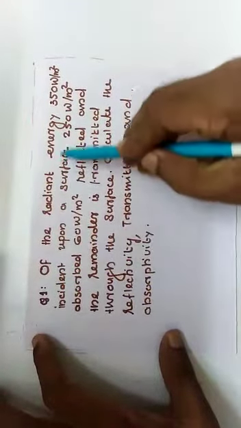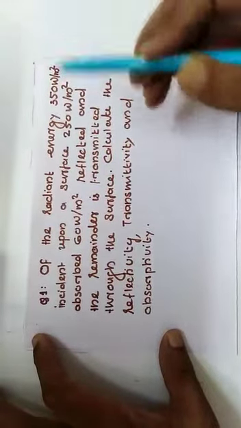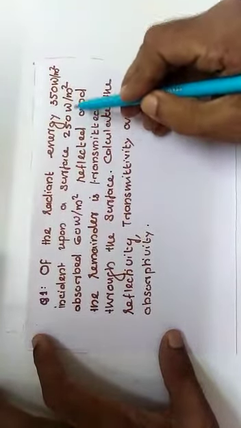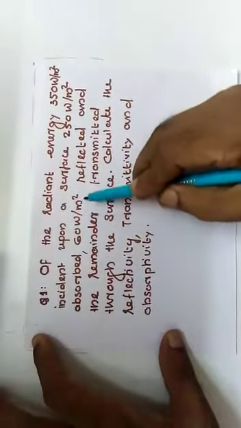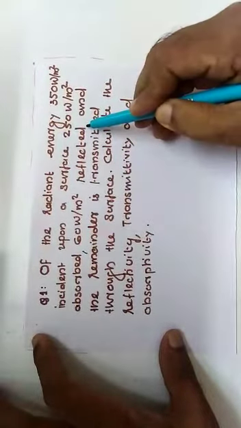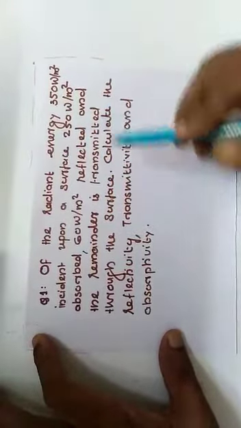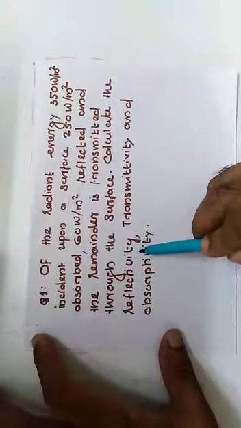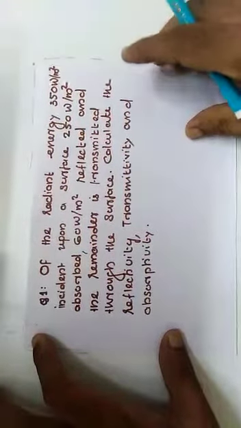Of the radiant energy, 350 watt per meter square incident upon a surface, 250 watt per meter square is absorbed, 60 watt per meter square is reflected, and the remainder is transmitted through the surface. Calculate the reflectivity, transmittivity and absorptivity. So this is the problem.